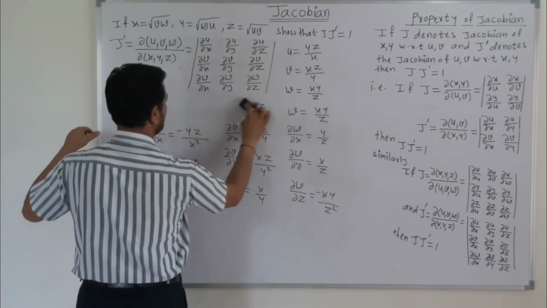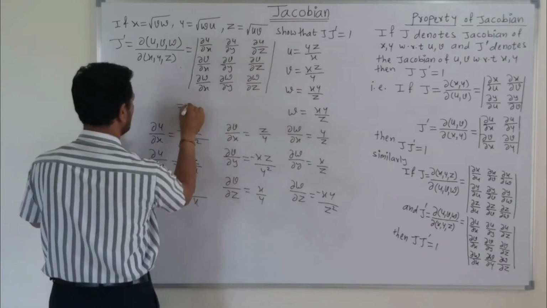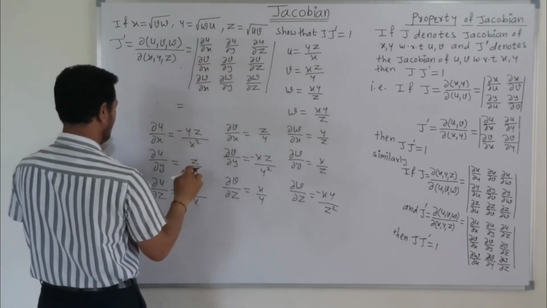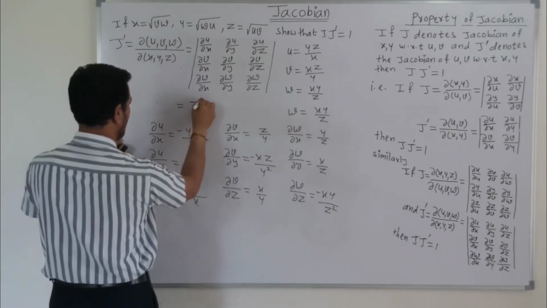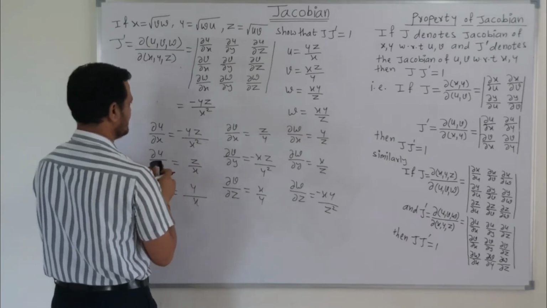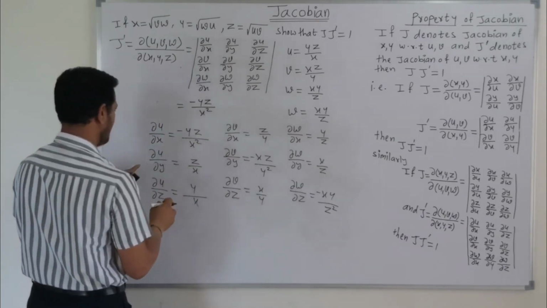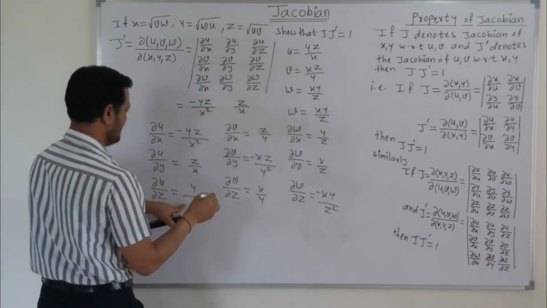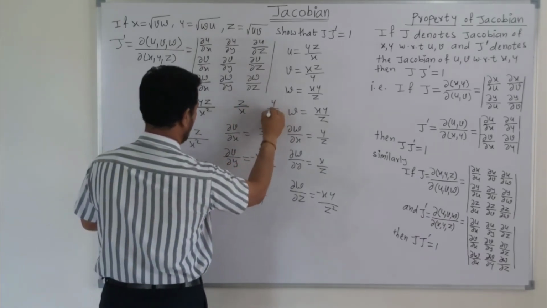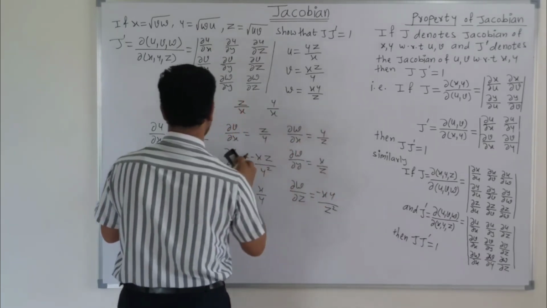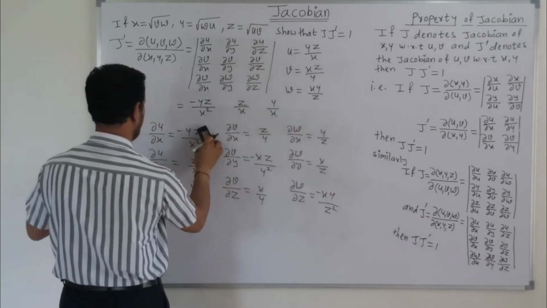Now we get the value of this determinant. This is the partial derivative of u with respect to x, which is minus yz upon x square. So this is the first derivative. Then this is z upon x, and this is y by x. In this way we get the partial derivatives of the first row.